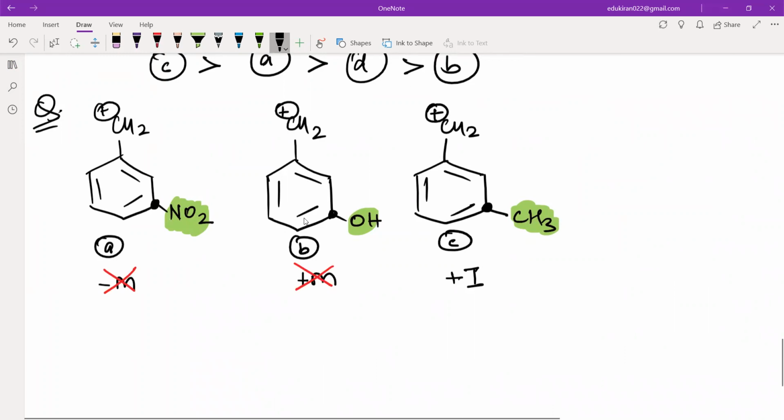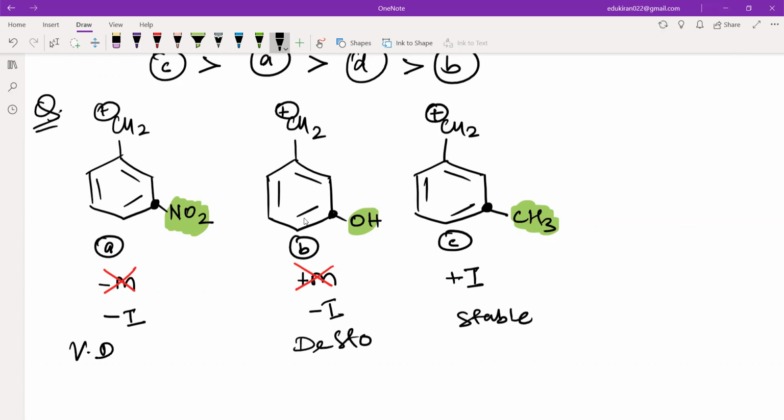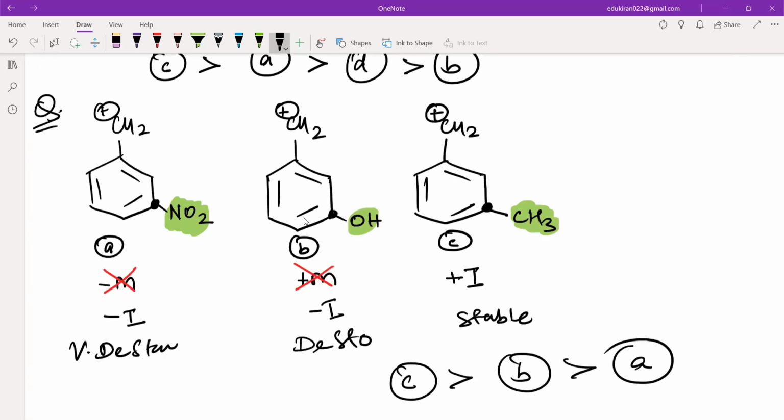So now if mesomeric effect is not there, NO2 will have a minus I effect. OH will also have a minus I effect. Since nitrogen and there are two oxygens here, NO2's minus I effect is already very high. I hope you have written the order of minus I also. So this will be stable because we have plus I. This will be less stable. This will be destabilizing, very destabilizing. So the most stable will be C, followed by B, and then followed by A.